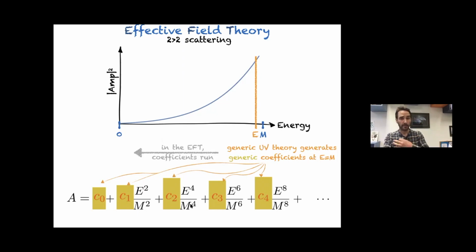So within the effective field theories, the coefficients run. And indeed, as energy changes, the coefficients change their size. I hope you appreciate it. These little bars becoming bigger and smaller.